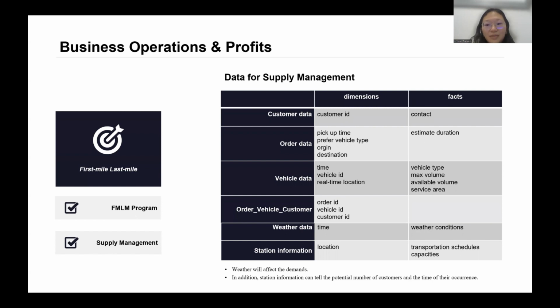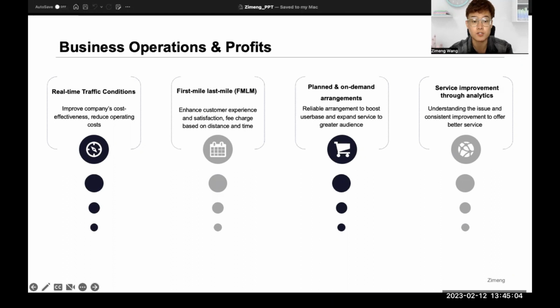And I will pass my time to Simone to introduce the business profit. Thank you. So as mentioned, those 4 operations can be broken down into the 4 functions as shown below in this slide. Under the real-time traffic conditions, the company will be capable of handling critical tasks in real time and providing reliable performance. This precise reaction time can also help prevent accidents and increase the overall safety on the road. With these conditions, it can improve the company's cost effectiveness by reducing its reliance on expensive hardware components, which can lead to cost savings in the long run.